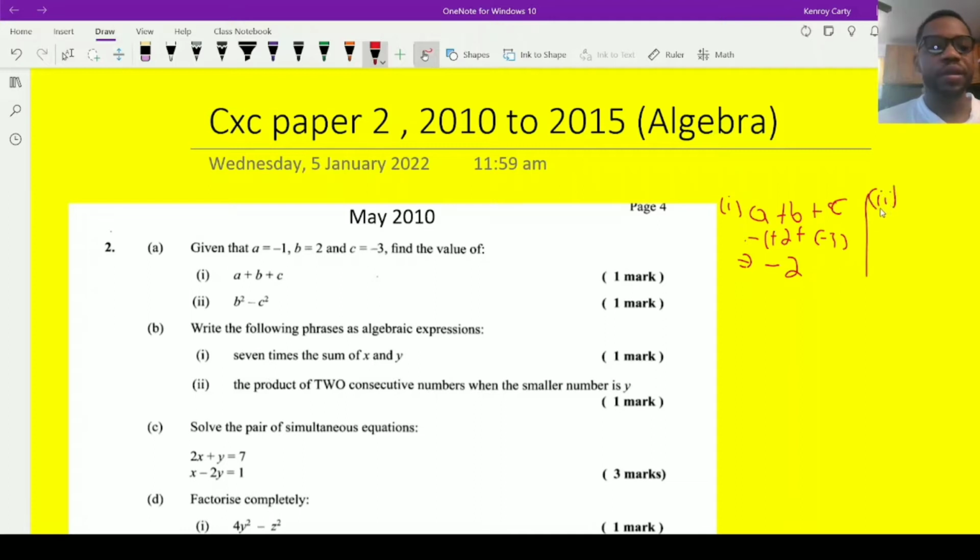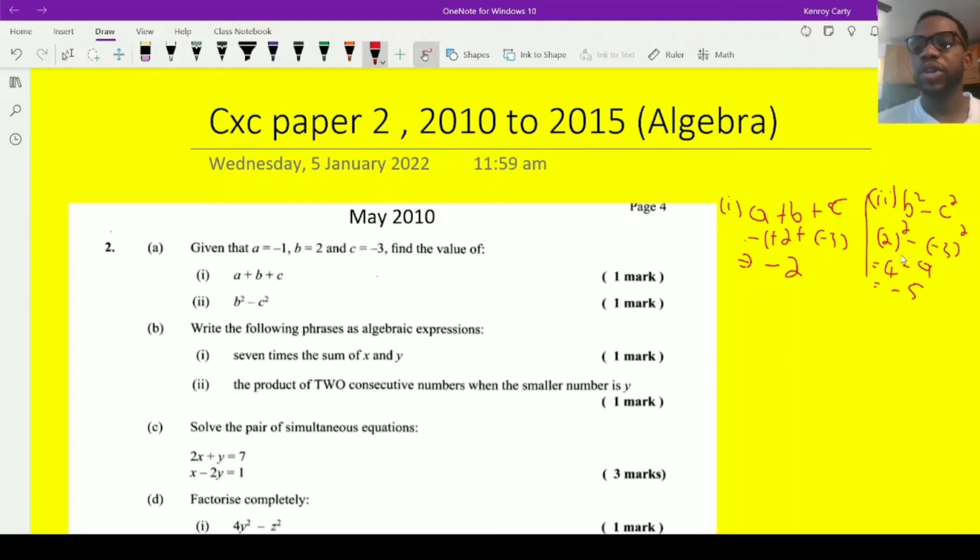Part 2 says b squared minus c squared. Alright, so we have b squared minus c squared. And the concept of square means that you multiply something by itself. So I'm going to have 2 squared, use up your brackets, minus, in bracket, -3 squared. Very important that we use the brackets. Now, 2 times 2 is 4. That's what 2 squared means. -3 times -3 is +9, as negative times negative is a positive. So it's 4 minus 9. Now 4 minus 9 would give me a -5.